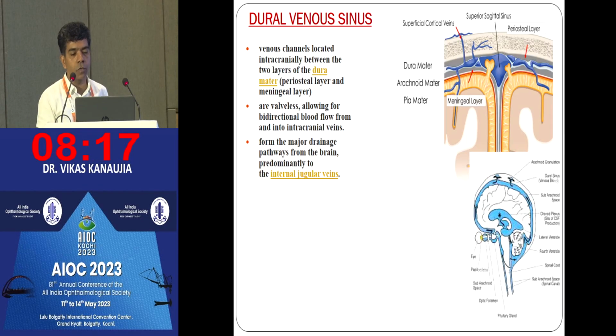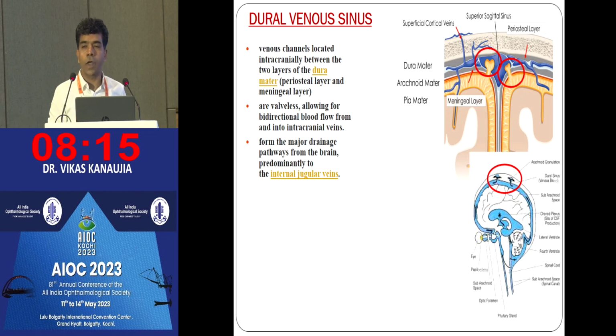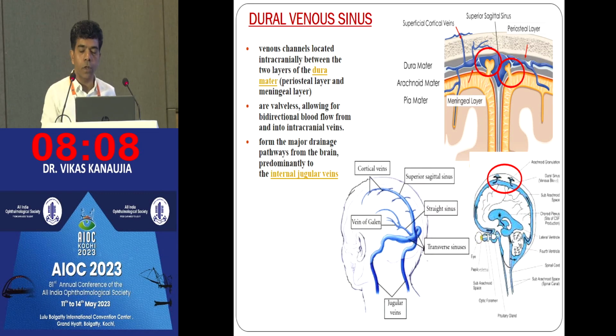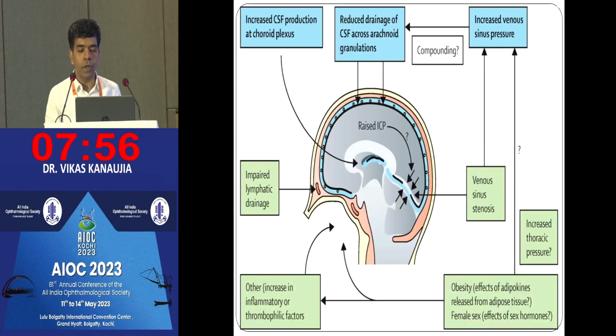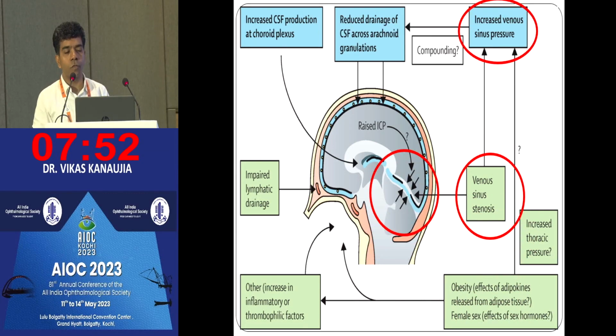Ultimately it drains through the red circles, the arachnoid villi, which are projections into the venous sinuses from the subarachnoid space. And from there, the venous sinuses, as you can see in the last picture I just projected: superior sagittal sinus, transverse sinus, and sigmoid sinus. From there, it goes to the IJV, that means internal jugular vein, and from there to the heart, and then it recirculates. So my concern would be reduced drainage of CSF across the arachnoid granulations, from increased venous sinus pressure, that means venous sinus stenosis.